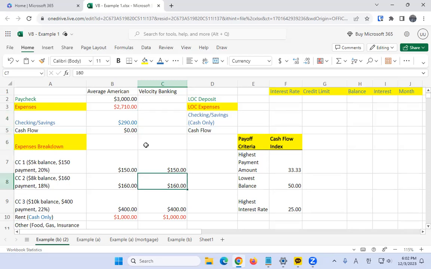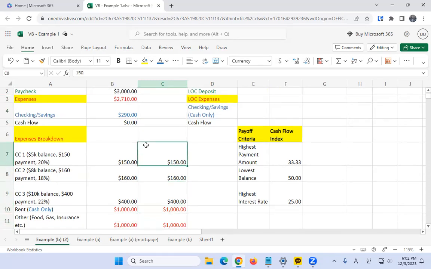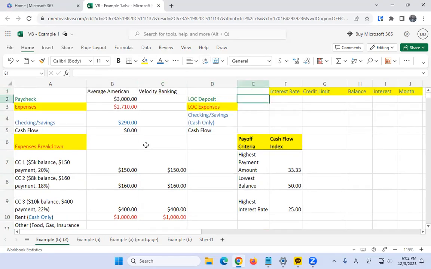Okay, so let's do this. Let's go ahead and use credit card 3 as our main velocity banking account. So this is going to be 22% interest. What's the credit limit? The credit limit is 10,000. We're going to say the balance is 10,000, and this is going to be month 0.